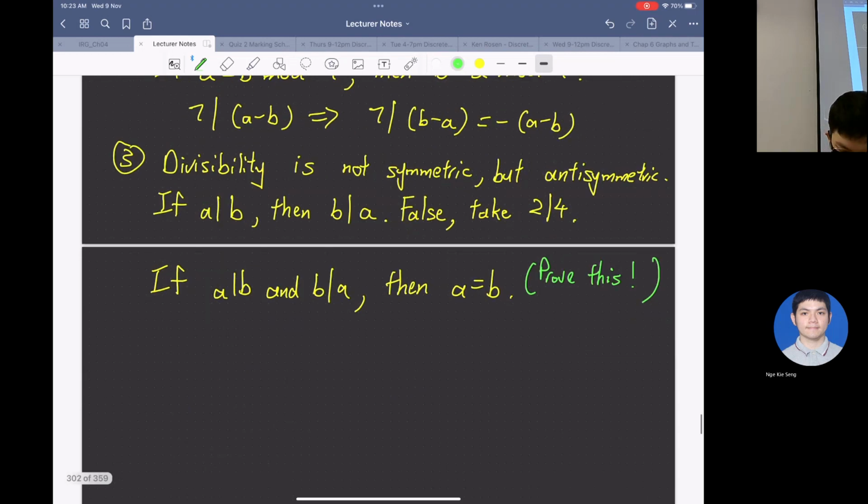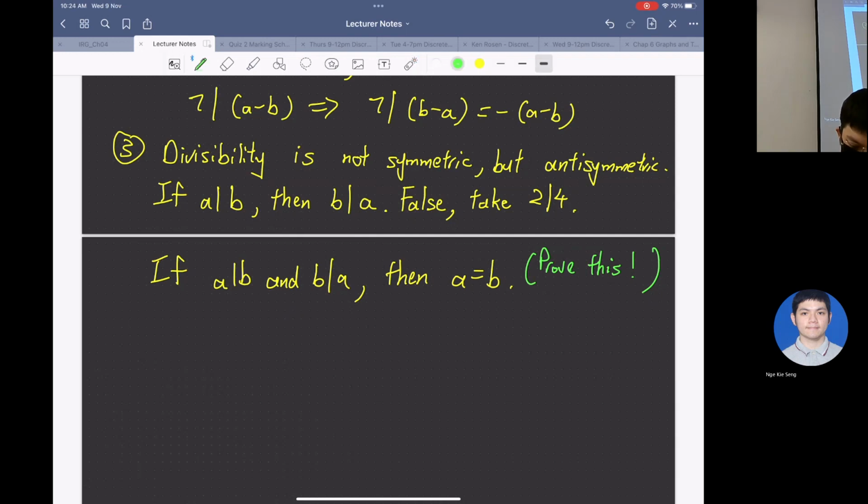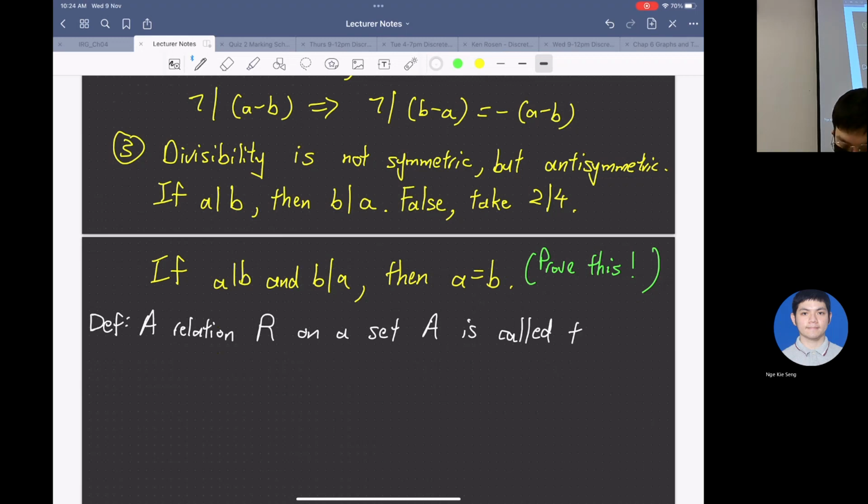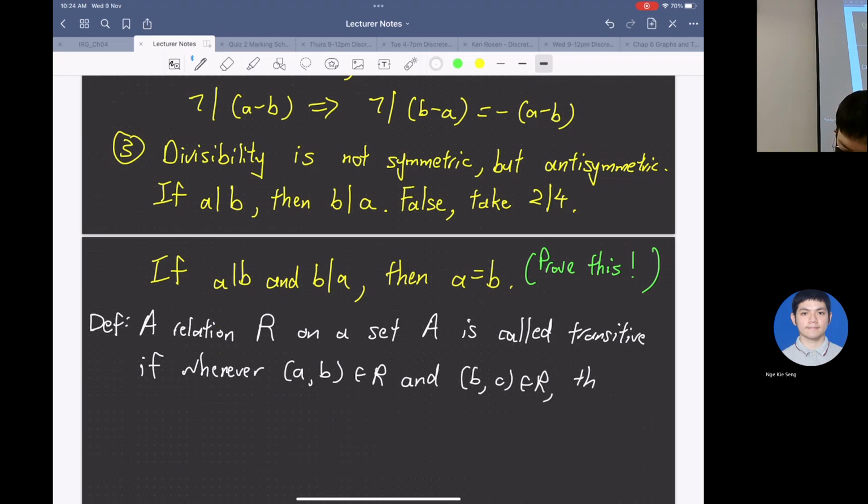Okay. Next. Next is about transitive. Okay, transitive is about the relation between 3 elements. So if A and B is in the relation, and B and C is in the relation, then A and C will be in the relation.